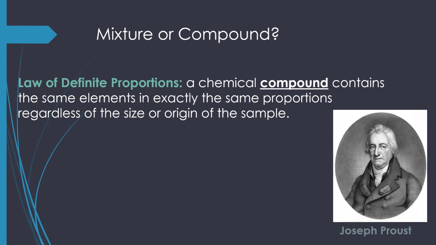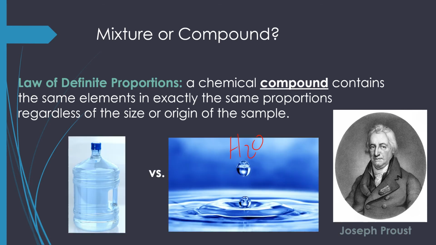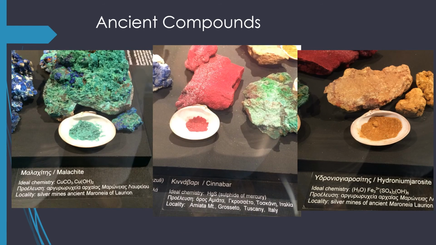The law of definite proportion says a chemical compound contains the same elements in exactly the same proportions. So for example, water, H2O, is always water, whether you have a drop of it or a huge bottle of it, whether you get it from the top of a mountain or the bottom of the ocean. Water always has 2 hydrogens for every oxygen. It's the same proportion. That is not true for a mixture. So a mixture would not have the same proportions.